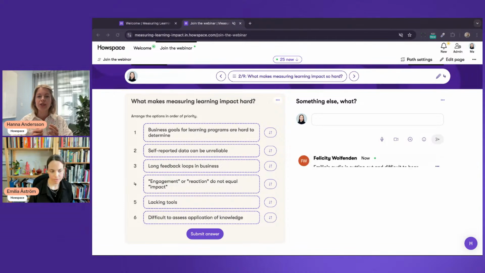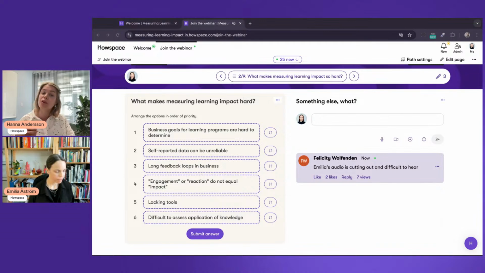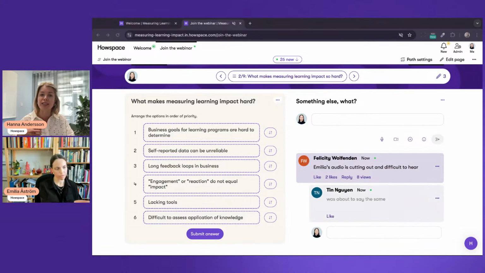It's often hard to determine business goals for learning programs, is what we have heard from you, meaning that maybe we don't have deep enough discussions, for example, with business and stakeholders to determine the goals before we get started. So obviously, if you don't know your goals upfront, it's difficult to track them and follow up afterwards.